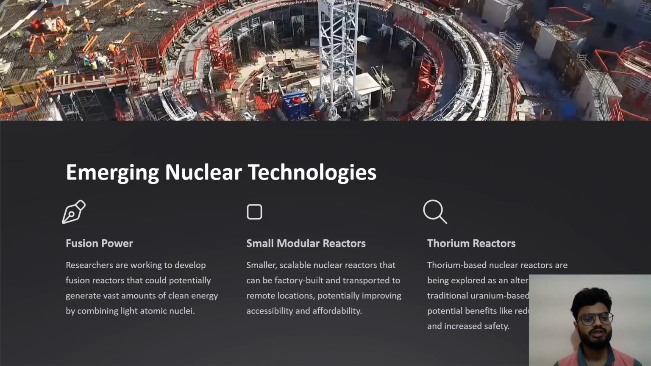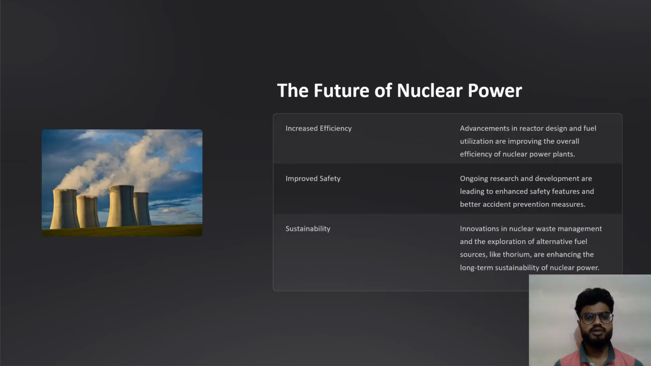So here are the emerging technologies being used for nuclear power plants, like fusion power, small modular reactors, and thorium reactors. These are some of the potential future technologies emerging from the nuclear sector. So here's the future of nuclear power plants.